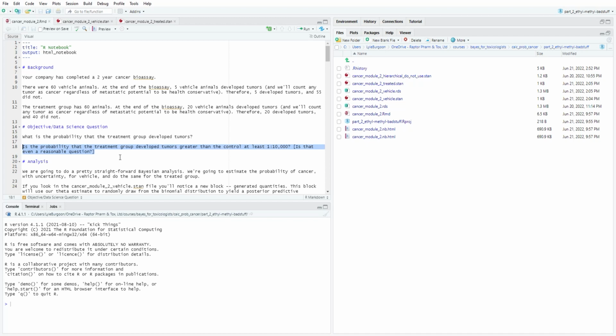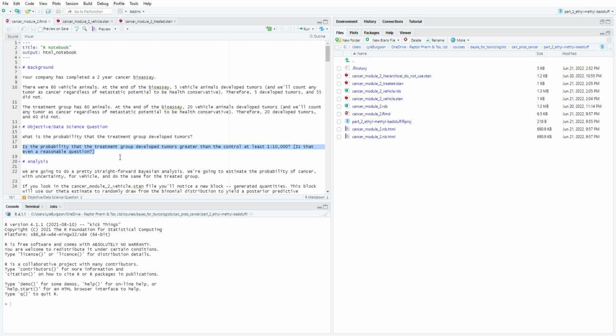From a risk assessment standpoint, sometimes we will wonder if you see an increase of at least 1 in 10,000. And you could obviously ask the question I put in brackets there, which is, is that even a reasonable question? But let's not debate that right now. That's what we're going to look at. That's what we're going to do.